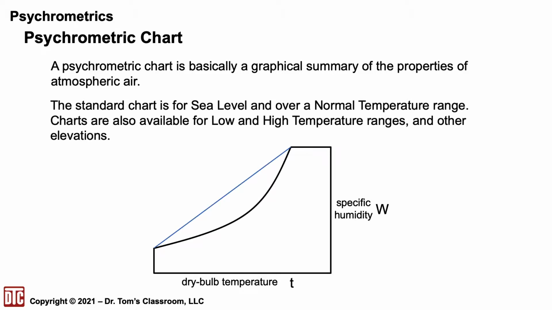So basically, all these relationships make it so that we can calculate things, but engineers are lazy. And so what we've done is we've created a psychrometric chart, which allows us to do all these things without having to do a lot of calculations. The standard chart is for sea level and a normal temperature range, something you see in the air conditioning world. And they have charts for low temperatures and high temperatures, as well as for elevations, 5,000 feet, 10,000 feet. So if you're in Denver, you might use the psychrometric chart for 5,000 feet, or Mexico City would be 10,000 feet, I believe.